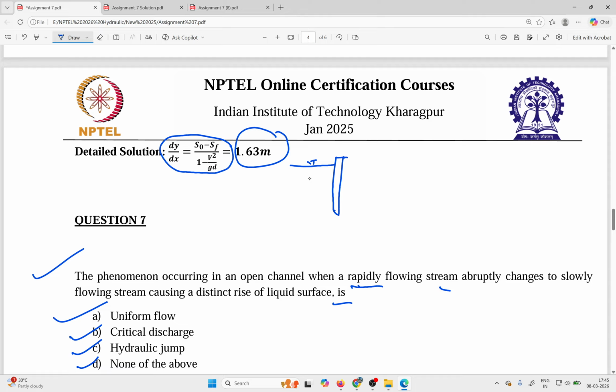After putting the gate, your velocity is very high, rapid flow, but after a certain length your flow is steady, that is very slow, and there is a distinct rise of liquid. Here you can see very clearly, if this is your bed, here the depth is this much, but here it changes abruptly within a short length. So the question is telling this, and this is nothing but your hydraulic jump.